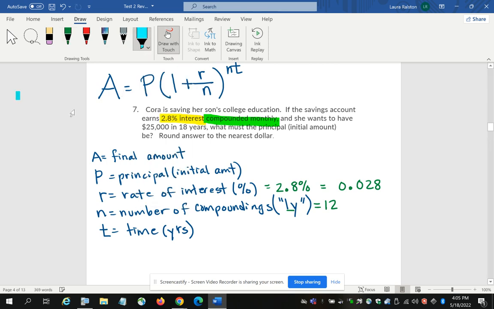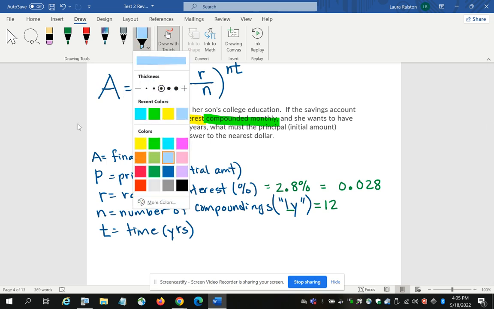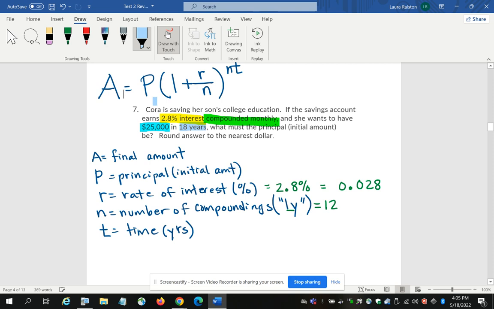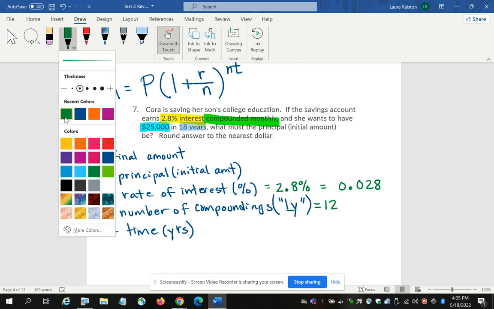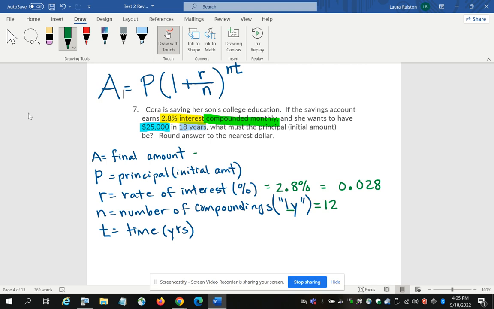Continuing to read, she wants to have $25,000 in 18 years. So at the end of 18 years, Cora wants to have $25,000. So be careful here, okay, because the $25,000 is your final amount. That's at the end. And the time is 18 years. And then it says, what is the principal amount? So even in this question, it lets you know that you're looking for the principal.